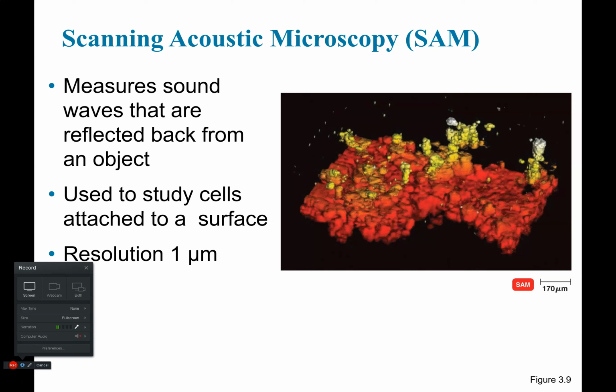This is not a type of light microscopy because, as you can see in the name, scanning acoustic microscopy uses sound, right? Acoustic. So this measures sound waves directed at a specimen, I guess. And then when they bounce off or are reflected off of the object, it can actually create a map of the specimen, an image. And so this is useful for studying biofilms, for studying cells that are attached to a surface.